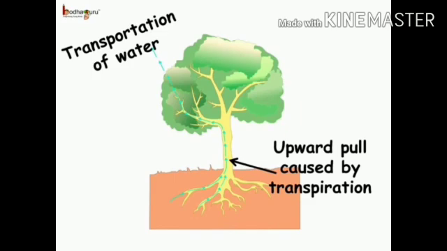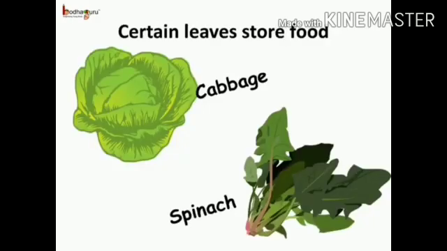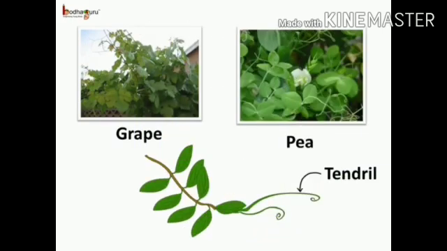Transpiration also helps in the water cycle of nature by increasing humidity, which causes rain later. Apart from these tasks, in some plants, the leaves perform some special tasks. Let us see what they are. In certain plants such as cabbage, spinach, lettuce, etc., the leaves store the food. In certain plants like the pea, grapes, etc., the leaf turns into thread-like tendrils. The plants coil the tendril, which is the modified leaf, around a support to climb on it.